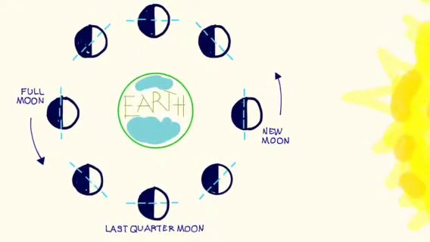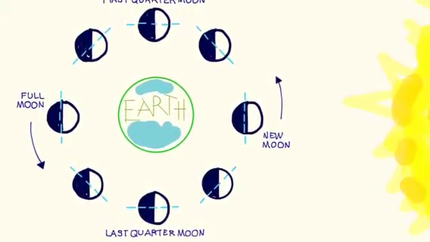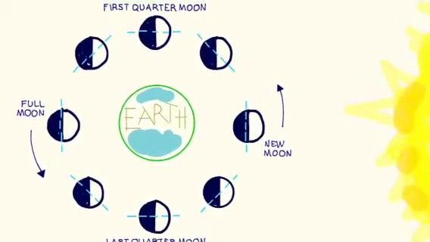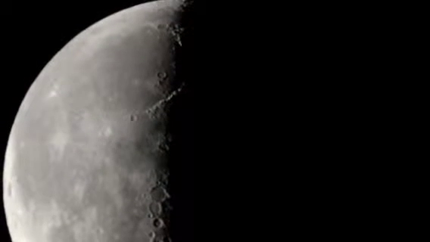The moon's orbit around Earth is tilted 5 degrees, so any shadows caused by the Earth or the moon completely miss each other. Shadows have nothing to do with how the moon looks in the sky.